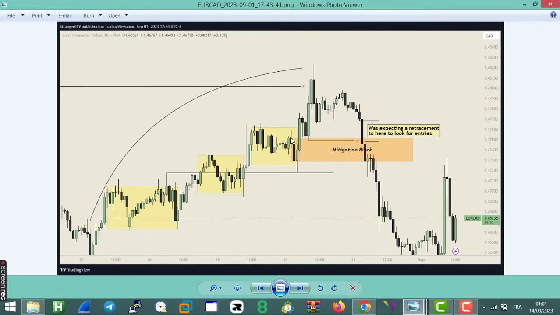So on this curve right here, on this buy program, this was an order block, right? Price found support on this order block and continued to the upside. On this curve right here, now on the sell program, this would become a mitigation block. So when price violates it, it will act as resistance, right? So I was expecting a deeper retracement to here, to this fair value gap, and then look for lower time frame entries. We didn't get that, and price found resistance on this mitigation block, right?